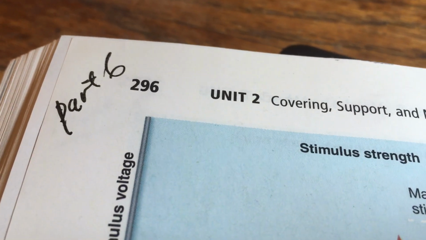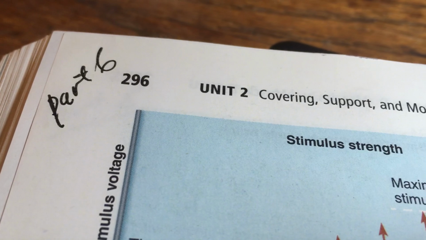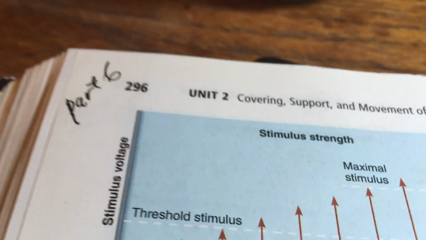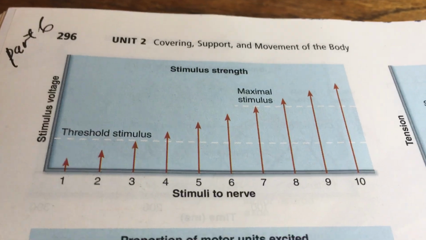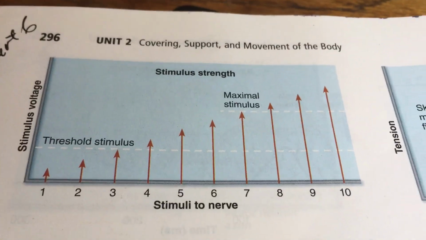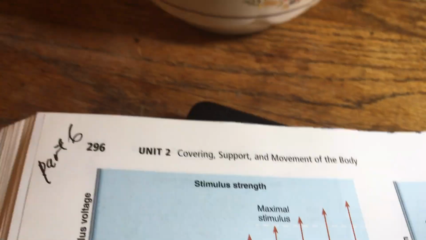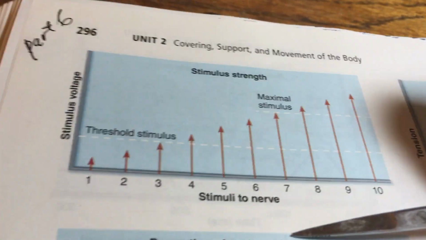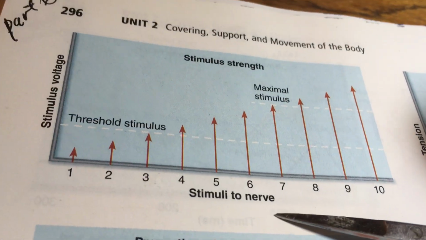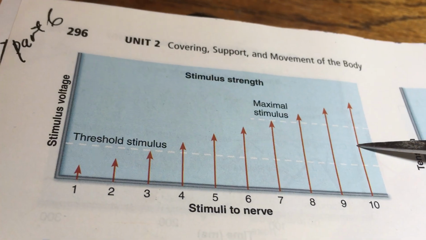And here we are at part 6, page 296 of muscle physiology, and we're looking at some more of these graphs. And this is actually a 3-part graph right here. Let's take a look. Stimulus to the nerve is represented here.